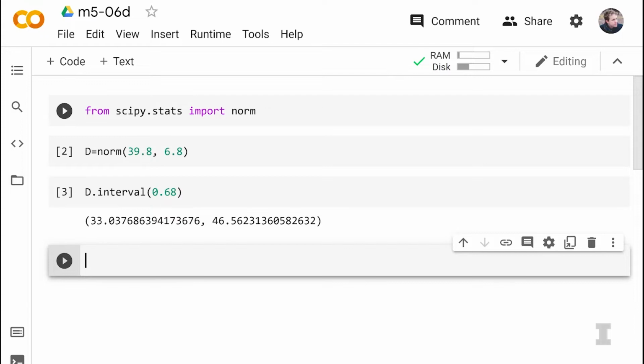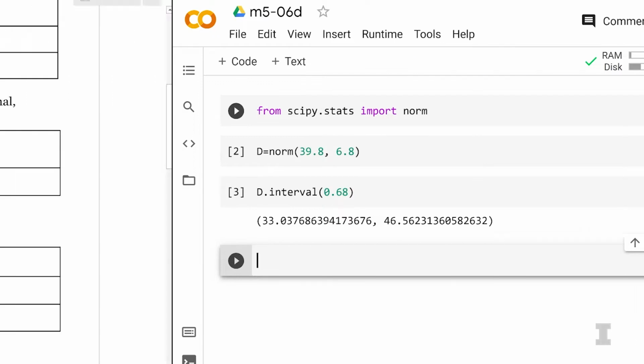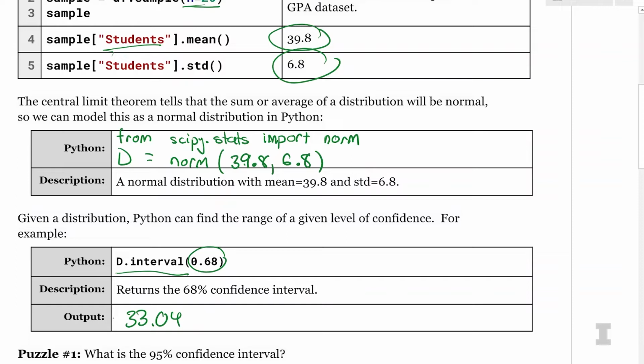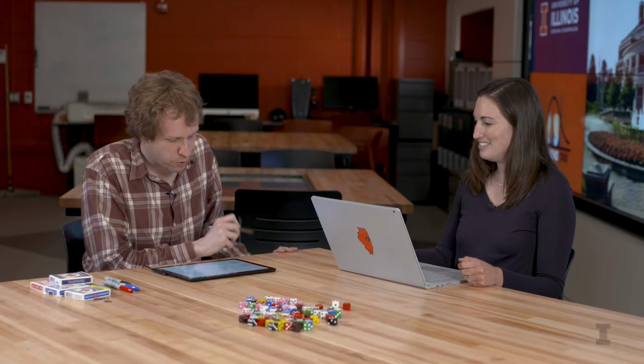It gives me 33.04 to 46.56. So what Python returned was the lower bound and the upper bound of this confidence interval. So this is similar to how you wrote this, Carly. Exactly. But you also wrote plus or minus.